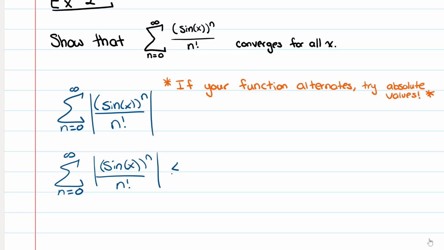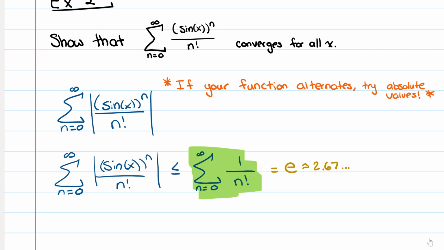Now this is always less than or equal to, so let's think about what sine can be. Sine is always between -1 and 1, and so if you do the absolute value, it's guaranteed to be less than or equal to 1. So I get summation n equals 0 to infinity 1 over n factorial. Now this is the next really cool part: I'm going to show you that this summation right here is actually just equal to the letter e, which is about 2.7 something.